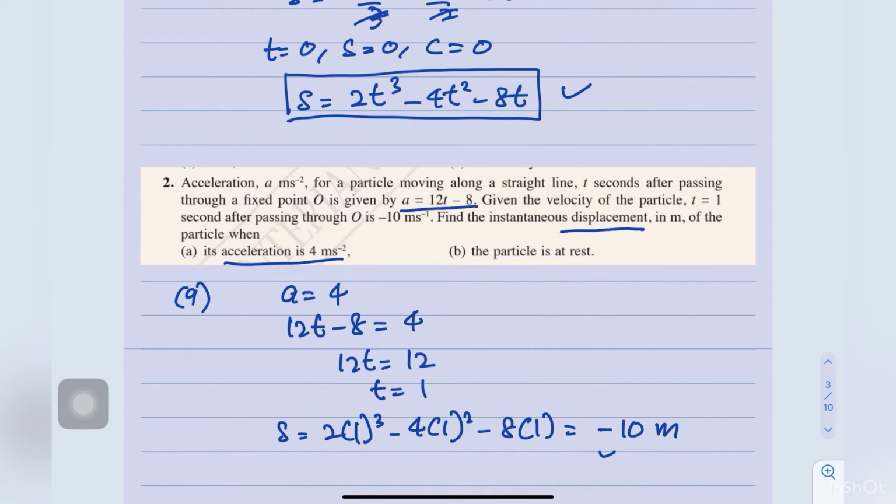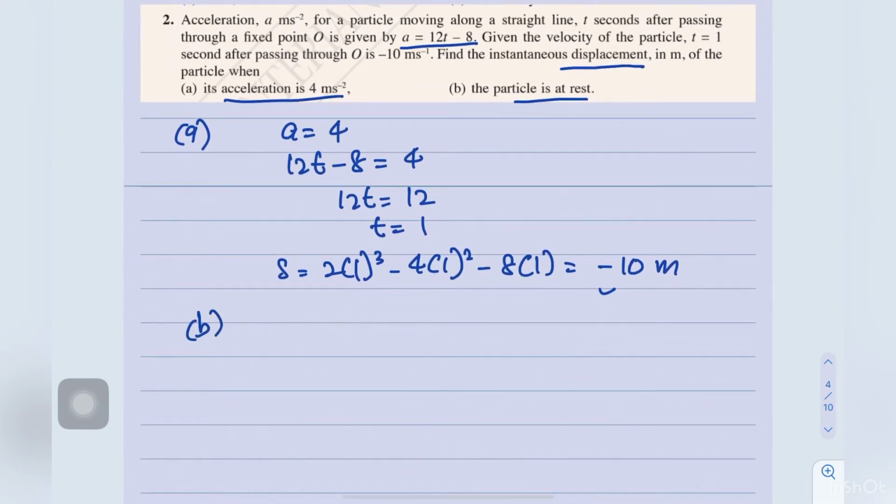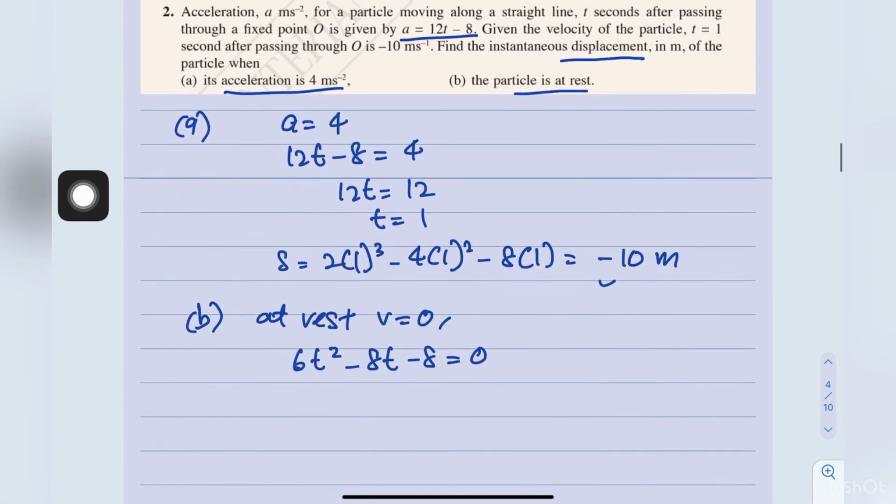Okay, B, find the instantaneous displacement when the particle is at rest. Okay, at rest, V equals 0. Just now we already have V from the previous one. V is 6t squared minus 8t minus 8, so this equals 0.